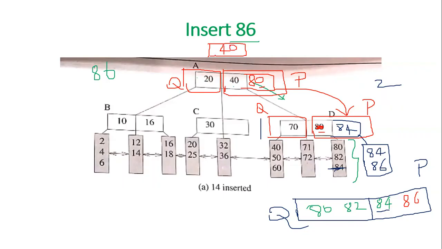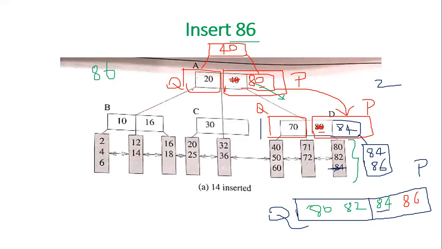To the left of 40 we'll have 20. To the right of 40 we'll have this. Again, if you see, this 40 is repeating. Again, this 40 is what? Index. So we'll remove this. Okay. So to the left of 40 we'll have 20. To the right of 40 we'll have 80.